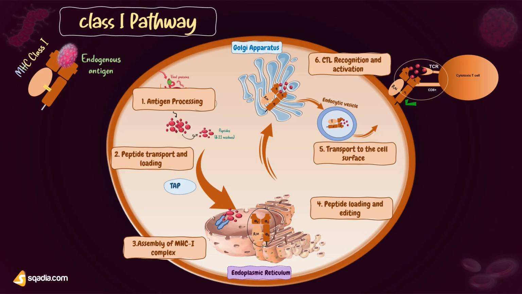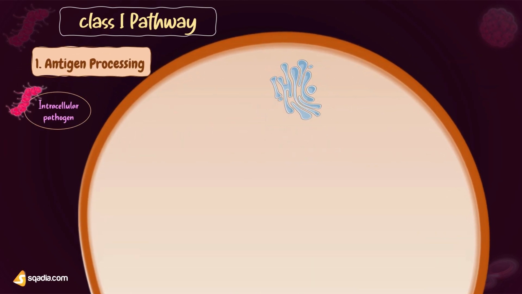For our convenience, I am going to break this pathway into small steps for better understanding. So, the first step will be antigen processing. The endogenous antigen could be intracellular pathogens, such as viruses, intracellular bacteria, parasites, etc.